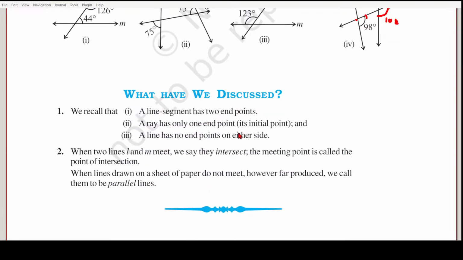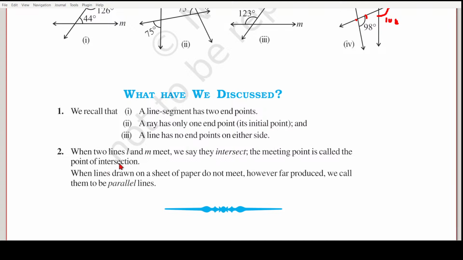So now do you agree with these statements? A line segment has two endpoints. Agree, no? A line doesn't have endpoints. A line segment has endpoints, right? A ray will have only one endpoint, right? A line has no endpoints, right?